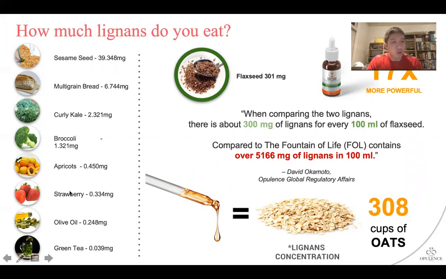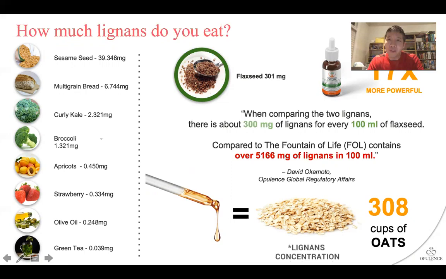So again, olive oil, strawberry is pretty good. Broccoli has about 1.321 milligrams per 100 milligrams of broccoli. Kale has a bit more. Sesame seed has about 39, pretty good. But before Fountain of Life, the reigning source of lignans would have had to be the flaxseed. The flaxseed was like number one. It's just uncomparable. Comparing flaxseed to even broccoli, you're getting 301 milligrams of lignans for the same amount of content that you're eating when you're eating broccoli only has 1.321. So it's like 300 times more lignans than, of course, the broccoli.